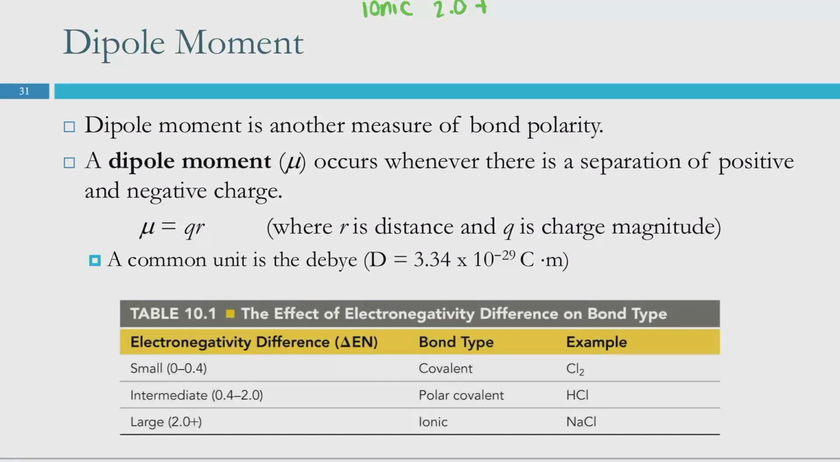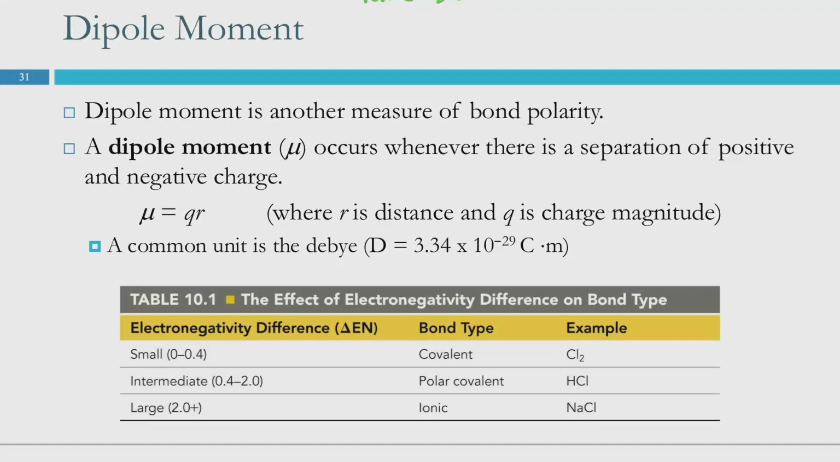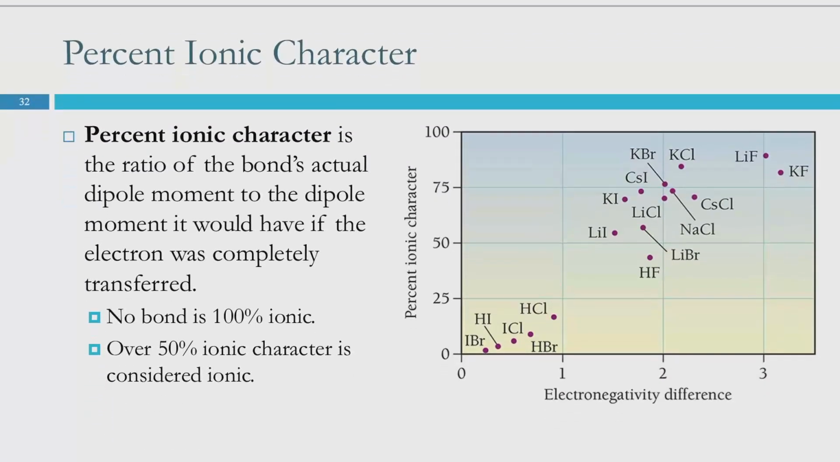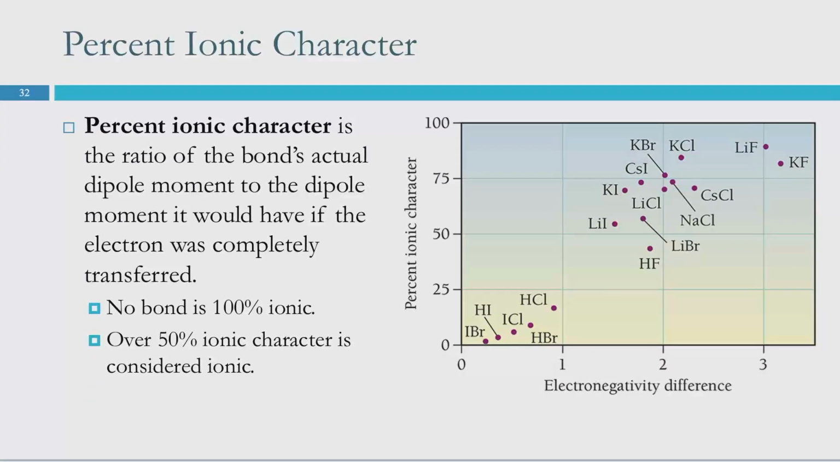We can also measure it with dipole moment, which is a way of measuring the bond polarity. Dipole moment is just a separation of positive and negative charge. We're not really going to do that. We'll talk briefly about percent ionic character, which we talked about two slides ago. The whole thing is on a spectrum, from completely equally sharing electrons to very unequally sharing electrons.